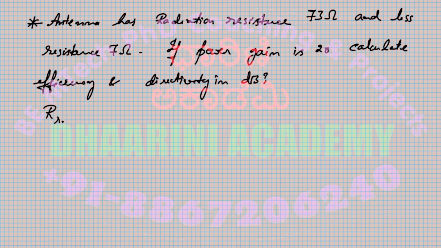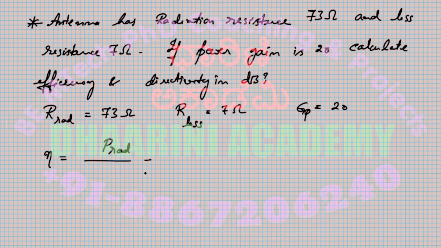Okay, so let's quickly write what is given. R radiation is 73 ohms. Another value, R loss, equal to 7 ohms. And another one is GP, a standard notation. If you read the theory, you will come across this. It's the power gain, it's 20. So first, directly we can go for efficiency. Efficiency eta is equal to P radiated divided by P radiated plus P loss. That's the actual equation.